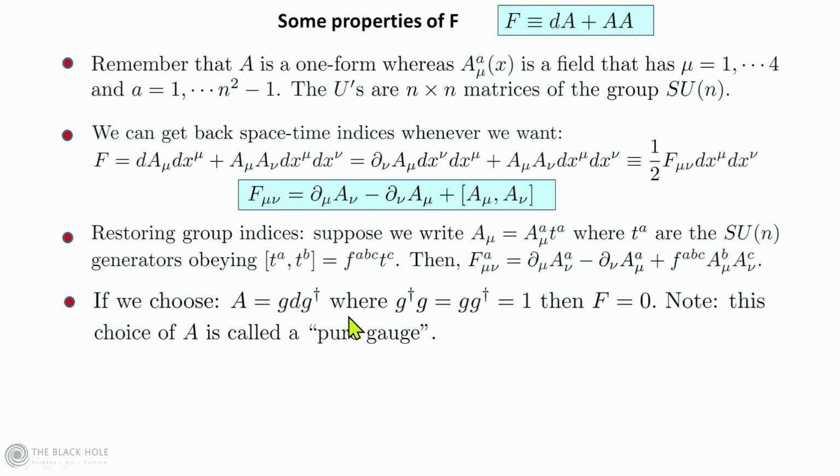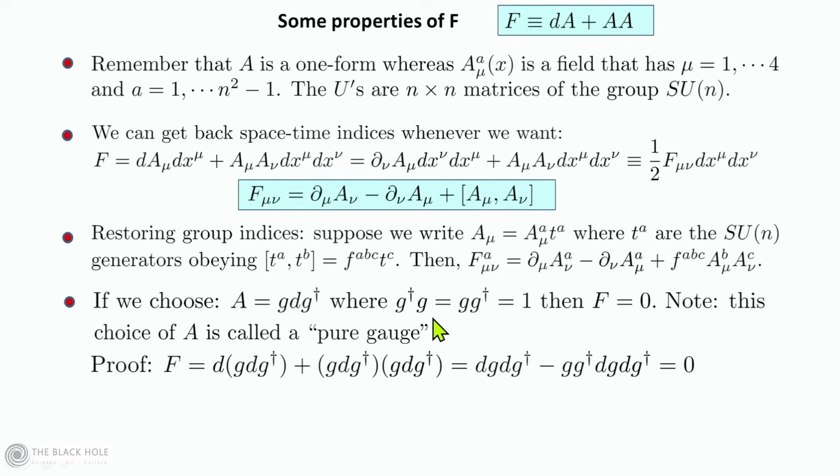Now, I claim that if A is equal to this, then F is 0. And this is going to be very important now for what I'm going to do. I'm going to get instantons very fast. When you write A in this form, matrix d matrix Hermitian conjugate, then this thing is called a pure gauge. Now, this needs to be proved.